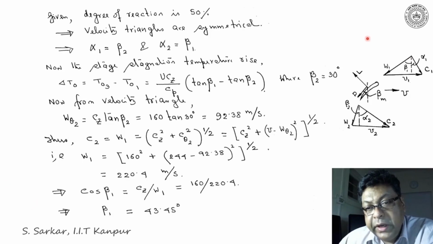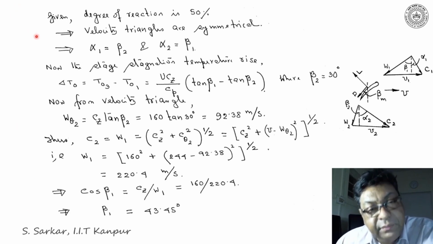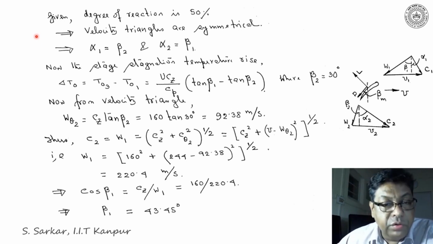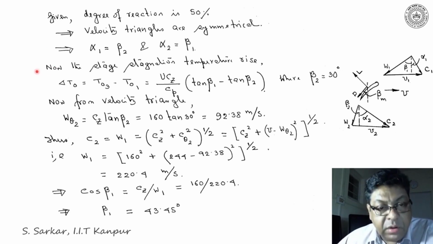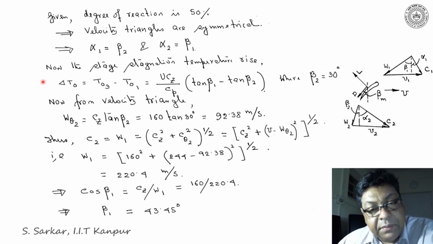Here also I have drawn the velocity triangle at the inlet and exit of the rotor at the mean radius before solving the problem. All the notations are the same as before. Now look, the degree of reaction is stated as 50%. Thus the velocity triangle would be symmetrical, and also alpha 1 would be equal to beta 2 and alpha 2 would be equal to beta 1. Furthermore, the stage stagnation temperature rise can be given as delta T0 is equal to T03 minus T01, equal to U into Cz divided by Cp into tan beta 1 minus tan beta 2, where beta 2 is given as 30 degree.